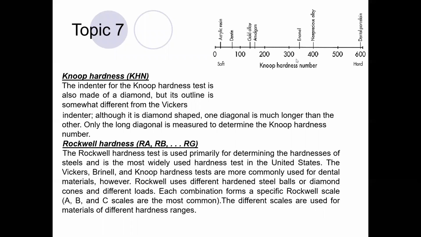Here, if you can see, is a list of different materials, different things with different hardness numbers. Here is dental porcelain. It has the maximum in that list. Here is natural enamel, and dentine, of course, has the lowest hardness number.